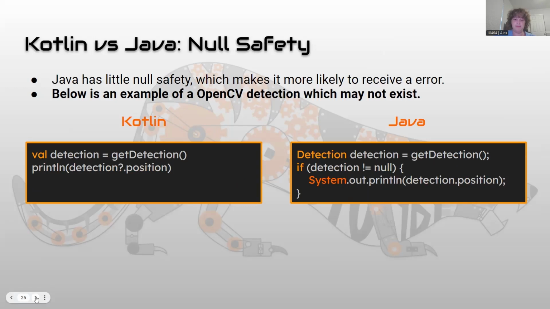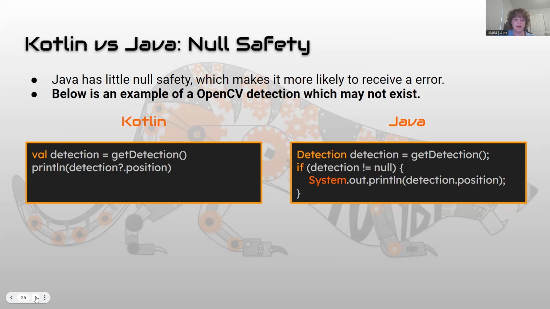And a massive difference between Java and Kotlin is null safety. Null is essentially just something that doesn't exist. The example in the code that is shown is an OpenCV detection. So we try and get the detection, and in Java, we have to check if it exists. But if we don't do that, Java will still let us compile, which means that if it doesn't exist when we're running the code, it could throw an error and break the entire system.